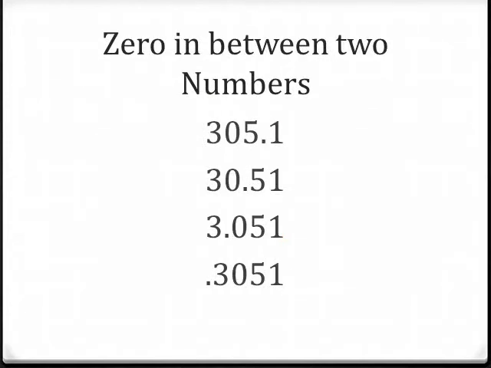The second rule is that a 0 in between 2 numbers is also significant. So every single one of these numbers has 4 sig figs.